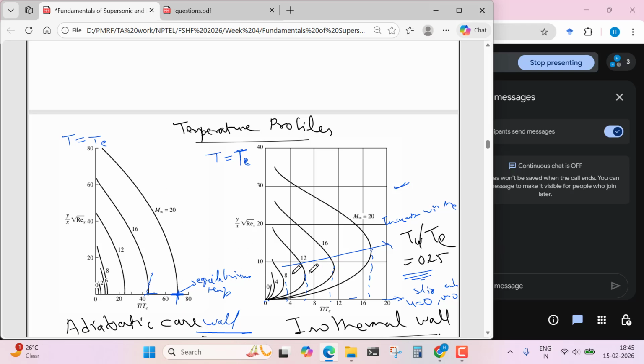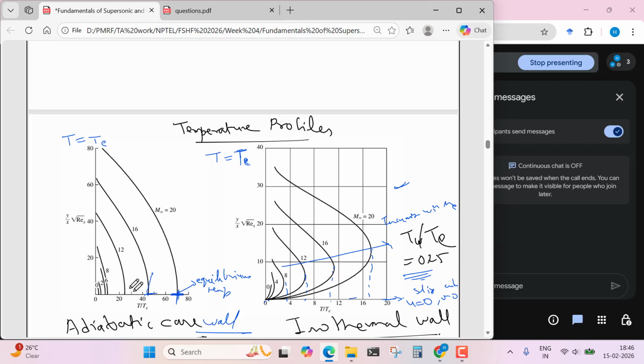And for the isothermal case, there will be heat transfer at the wall. So maximum temperature will not be at the wall but at some other location. So the temperature will increase from the wall towards a certain point where there will be maximum temperature, then it will decrease.